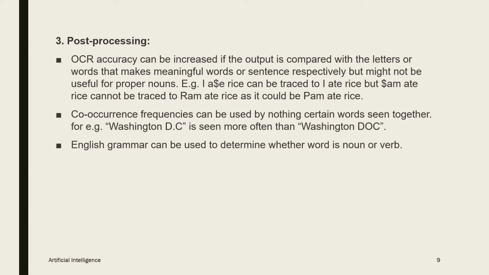Co-occurrence frequencies can be used by noting certain words seen together. For example, Washington DC is seen more often than Washington DOC. English grammar can be used to determine whether word is noun or verb.